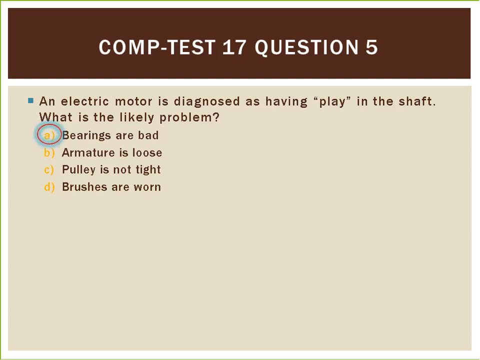Answer A is the correct answer here. Bearings are what holds the shaft in place. Answer B is incorrect because the armature is connected to the shaft, which is being held by the bearing. A bad bearing could result in a loose armature. Answer C is not the best answer here because there is no pulley in an electric motor. And answer D is not the correct answer because brushes do not hold the shaft. Worn out brushes do not affect the shaft in any way.